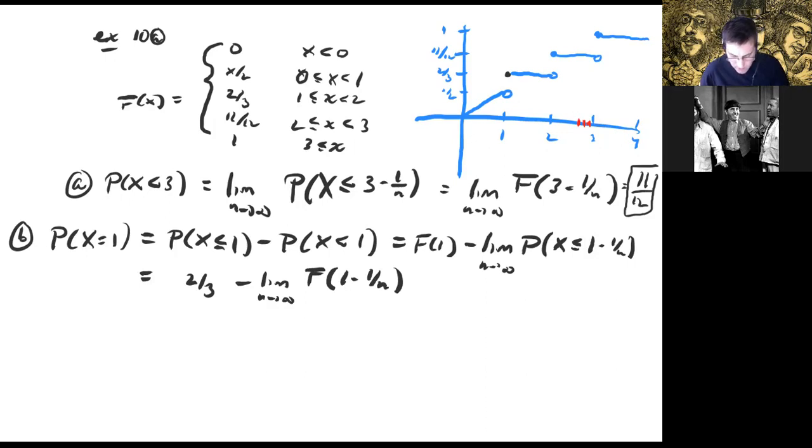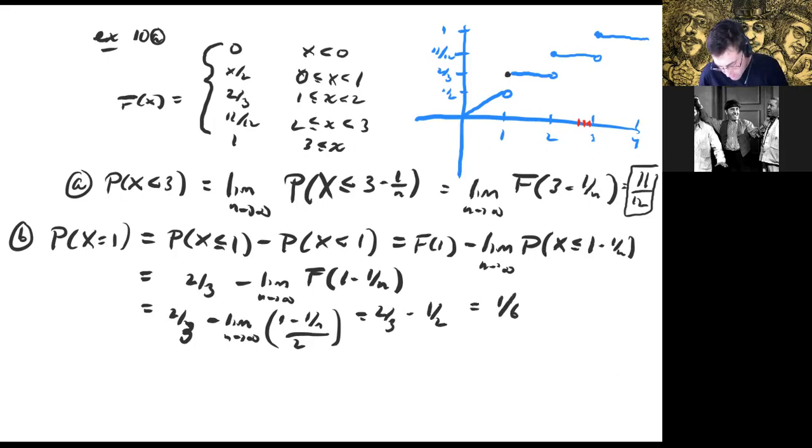But what is the value of f of 1 minus 1 over n for all n? It's given by the formula here. It's x over 2, so it's going to be 2/3 minus the limit as n goes to infinity of 1 minus 1 over n divided by 2, because it's x over 2. And this is going to be 2/3 minus a half. Because 1 over n is disappearing, that gives you a value of 1/6. That's the answer to part B.